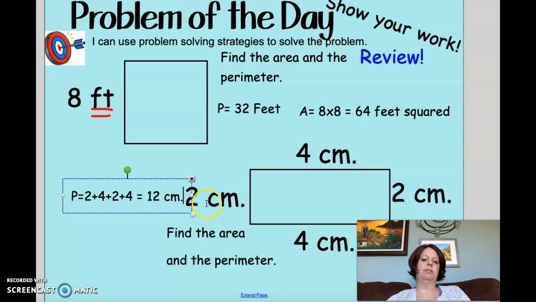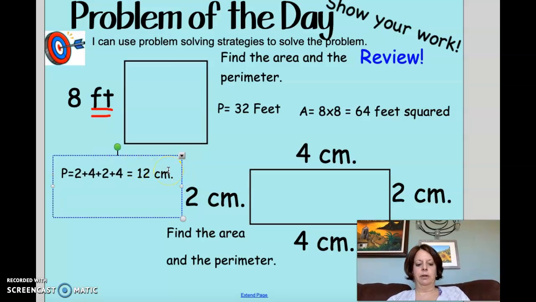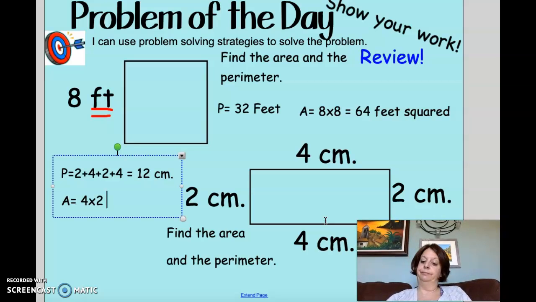And you know that the label is centimeters because it says it right here. Now I'm going to find the area. To find the area this time, what we need to do is multiply the 2 times 4. So remember, the perimeter is the fence. The area is the lawn. So 4 times 2, and that equals 8. You are correct.